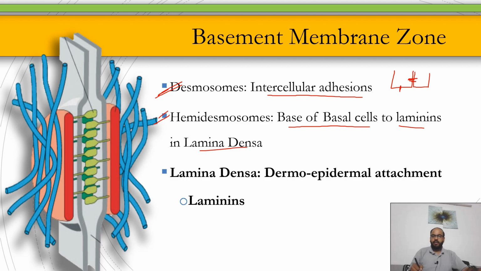Let me change the color of the pen. So it starts from here, and then you have the plectins and BPAG1, integrins, BPAG2, and laminins. Okay. And in this part of the video, we'll start from lamina densa, which is responsible for dermo-epidermal attachment. The main constituents of lamina densa are the laminins. Okay, let's move forward.